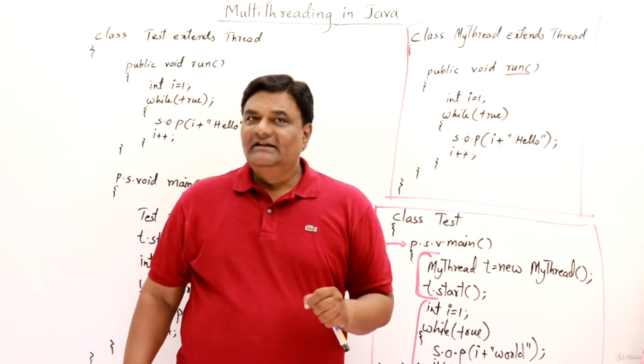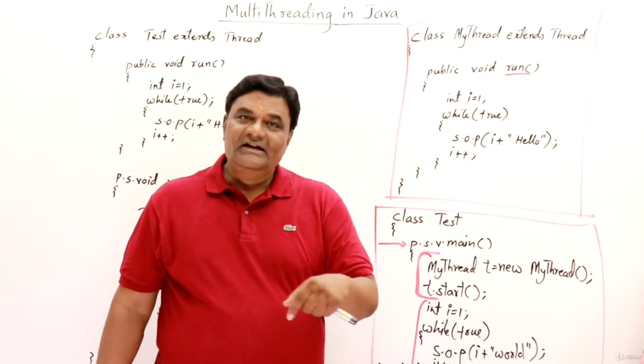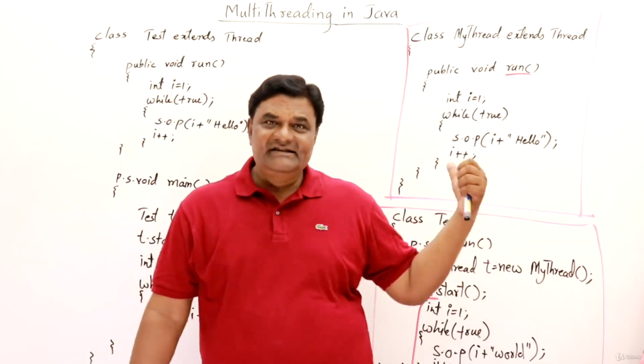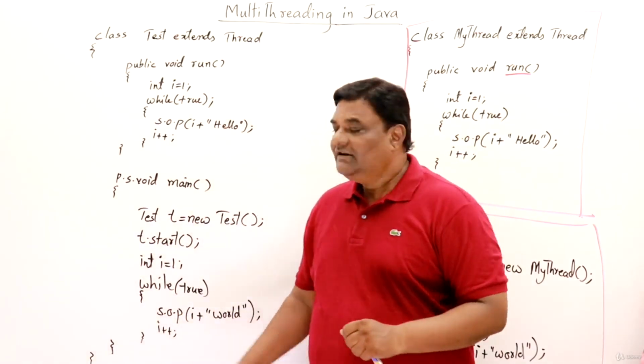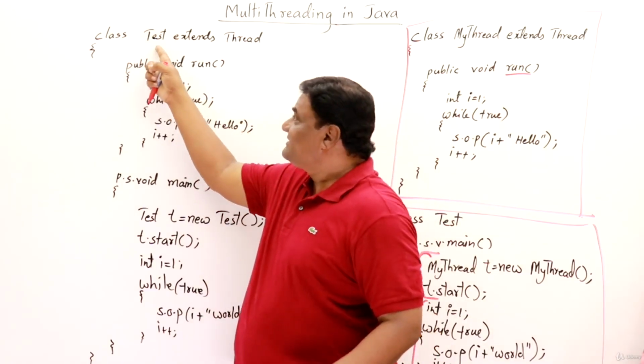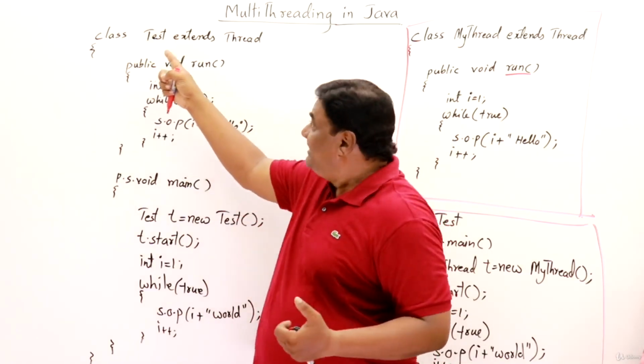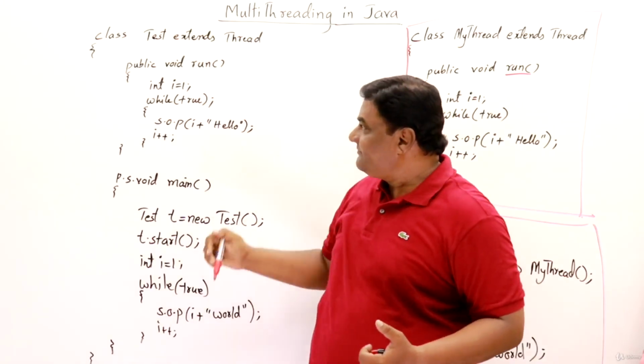Now, as I said, there is more than one way to write the same thing. I have one more example here. It's the same thing, but in a different way. Look at this one. I have a class Test. I was always using Test, right? This same class itself I have extended from Thread.